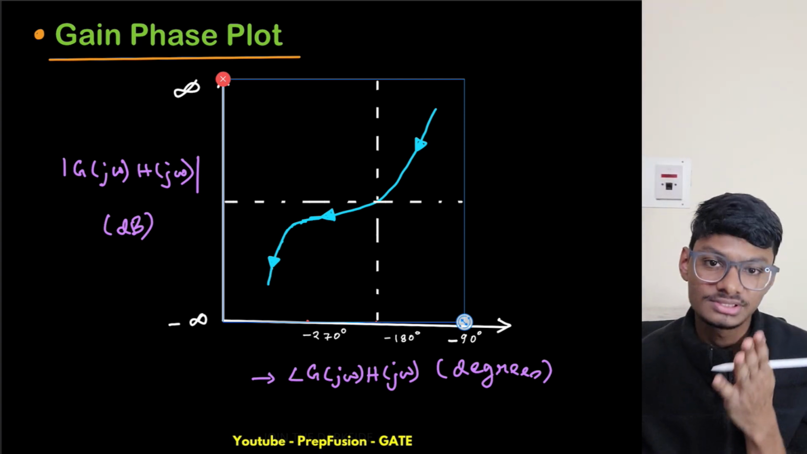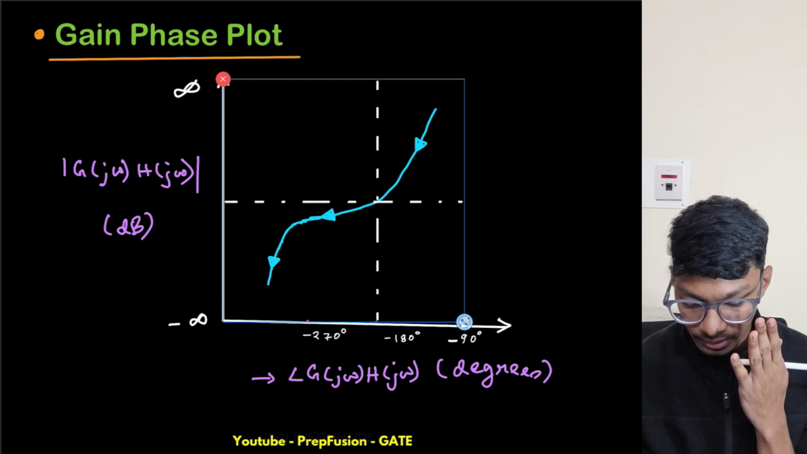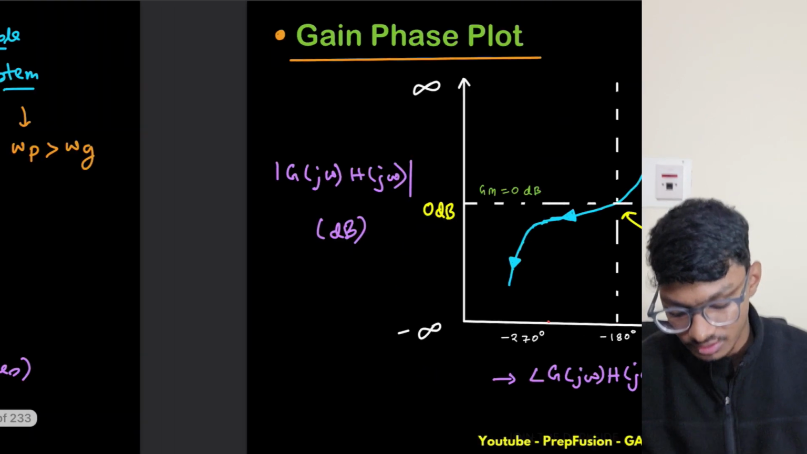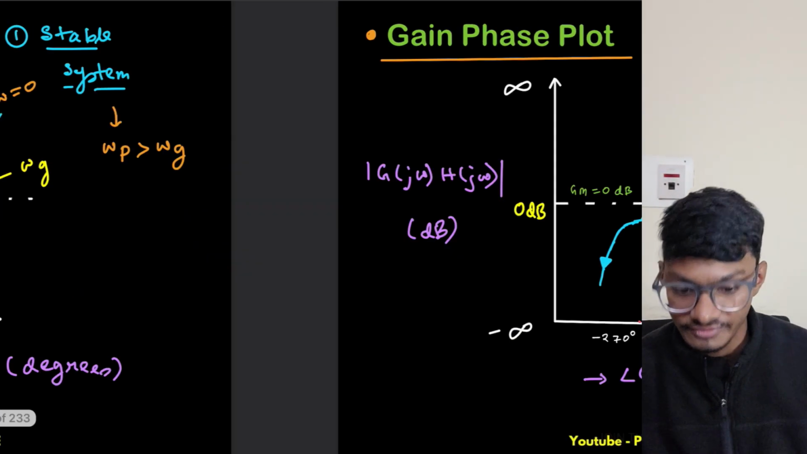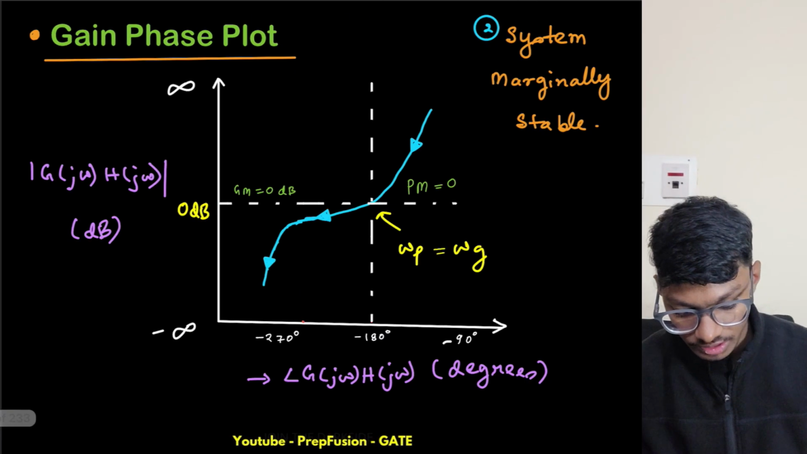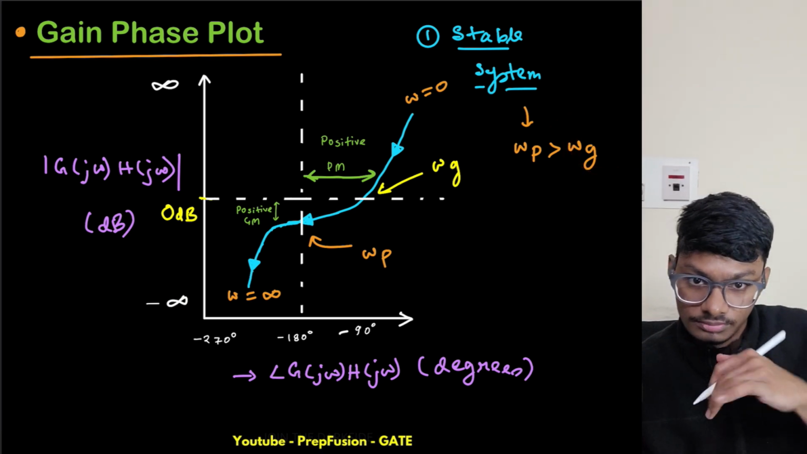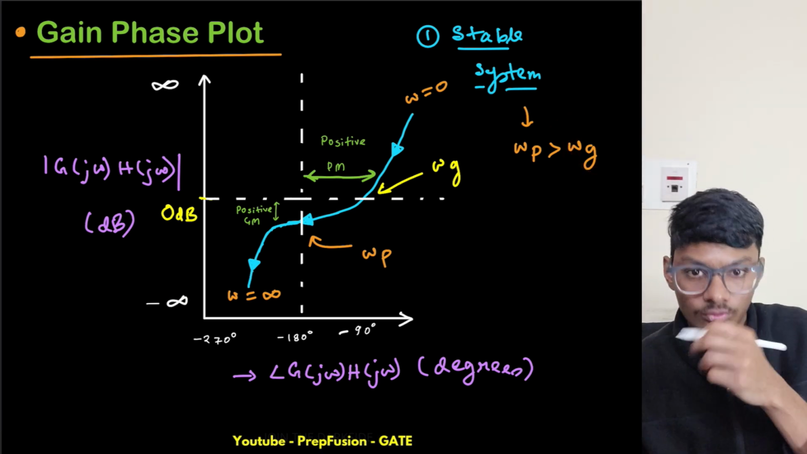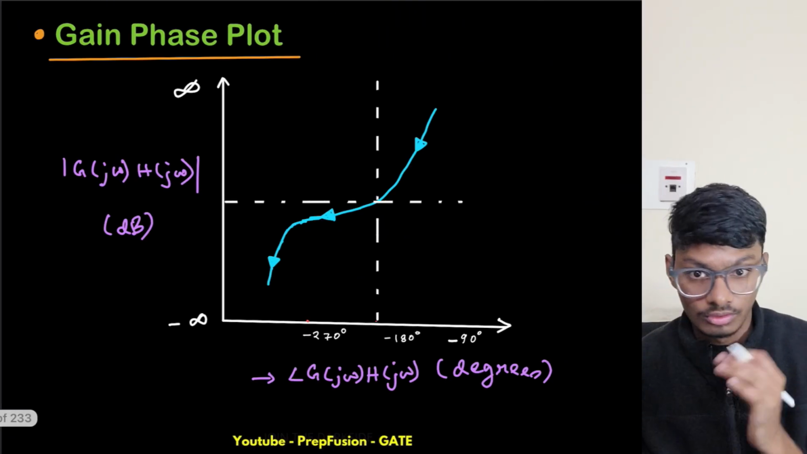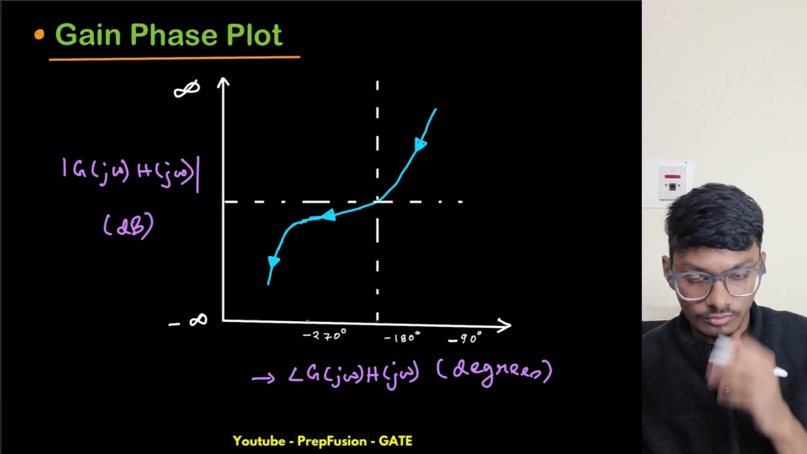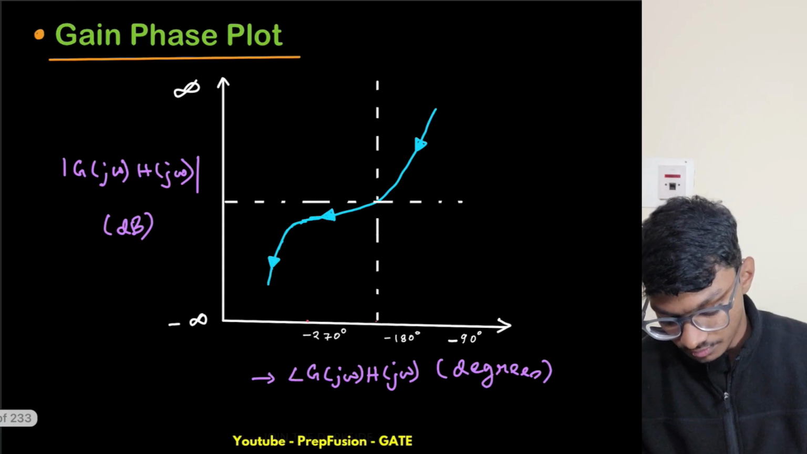So what happens in the unstable case? My phase crossover frequency occurs earlier than my gain crossover frequency. Here, my gain crossover frequency occurred earlier than my phase crossover frequency. If my gain crossover frequency occurred earlier, my magnitude will keep on reducing and become less than 1 when it cuts the negative real axis. So here, it will not be less than 1, it will be more than 1 when it cuts the real axis.